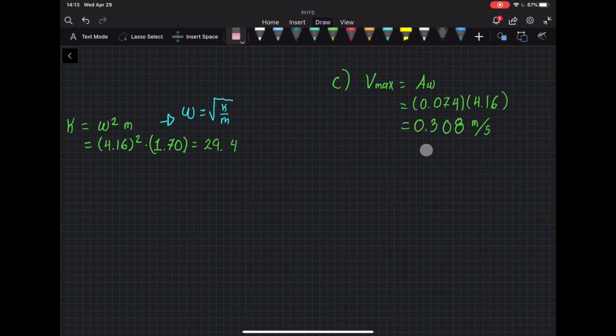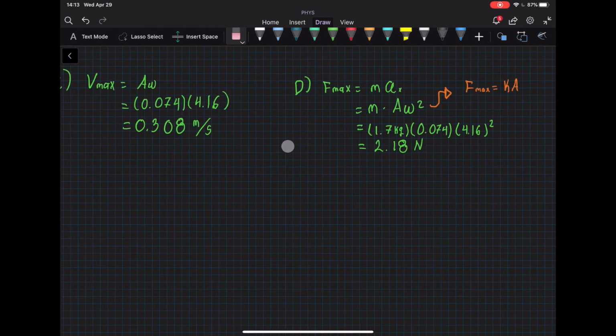0.308 meters per second. To find the maximum force, we use this equation right here, and we can substitute acceleration with the amplitude times the angular velocity squared. We finally get a maximum force of 2.18 newtons.